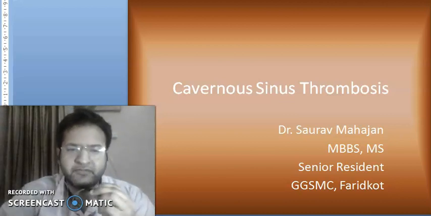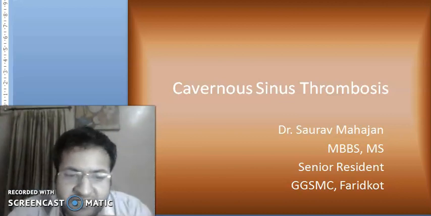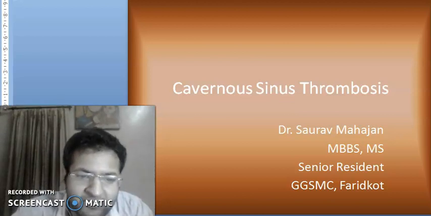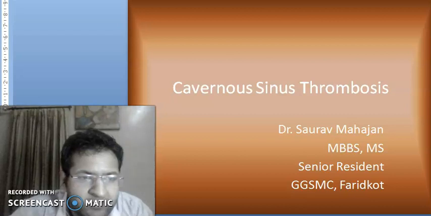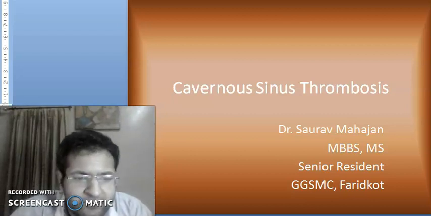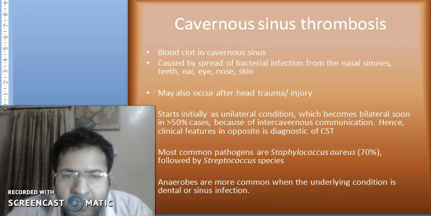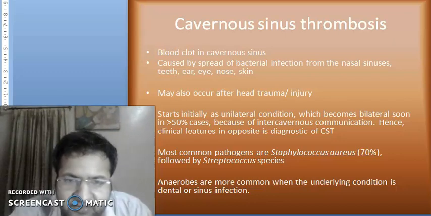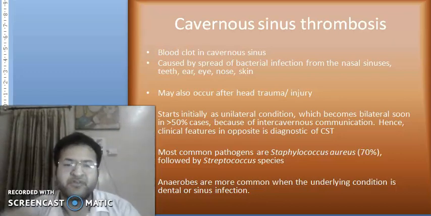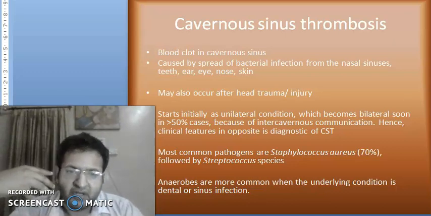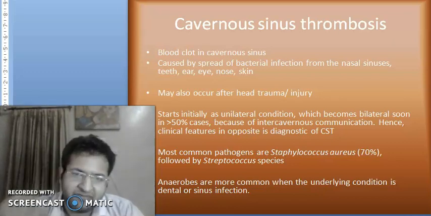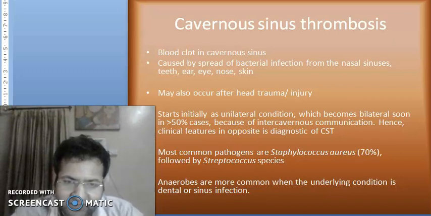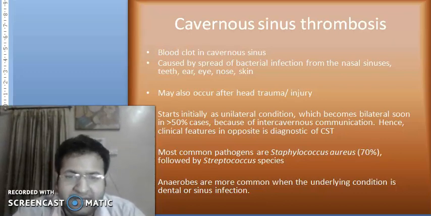Okay, continuing with the cavernous sinus thrombosis, which is stage 5 of the orbital cellulitis modified Chandler staging. Okay, what is cavernous sinus thrombosis? It is a blood clot in the cavernous sinus. It is caused by the spread of bacterial infection from the nasal sinuses, teeth, ear, eye, nose, skin into the cavernous sinus, which is located intracranially. It may also occur after any head trauma or injury.